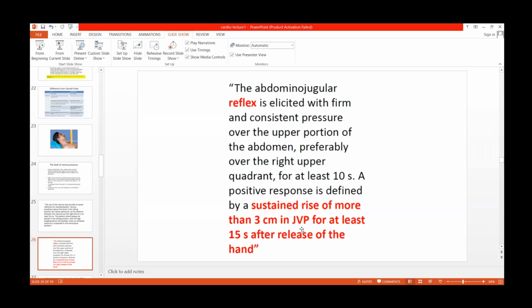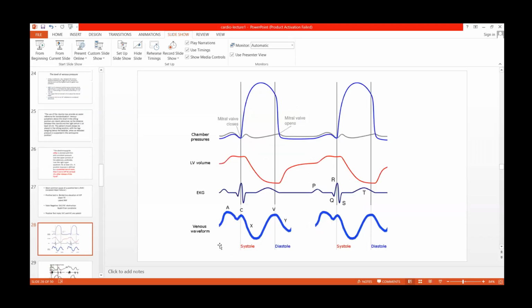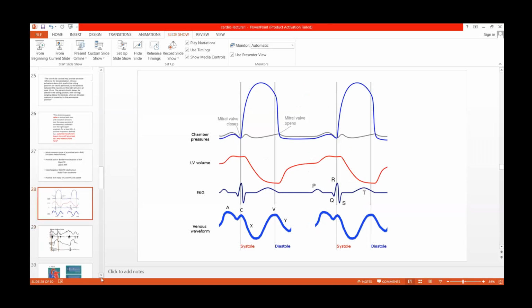Now, coming to this very important picture. Before going to this, I just want to explain the basic waves of JVP.